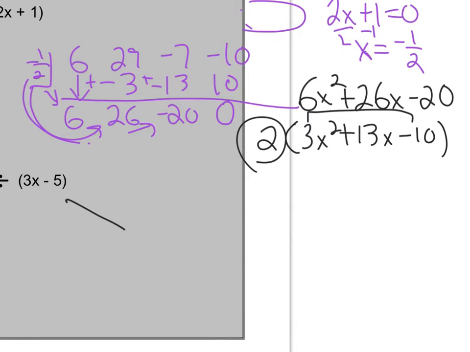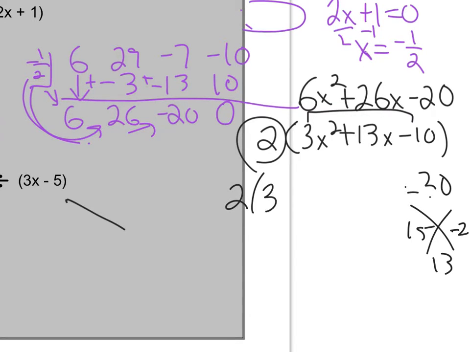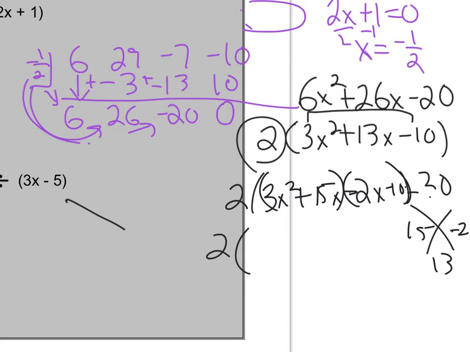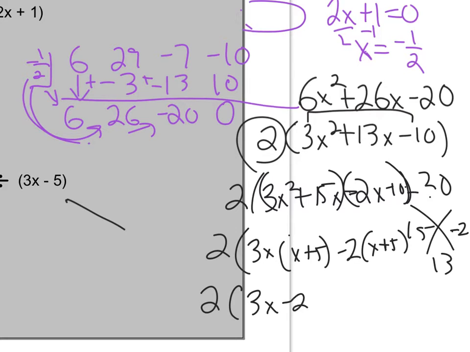So let's factor that. I want to figure out what multiplies to negative 30 and adds up to 13. Well, I'm going to go 15 and negative 2. So I keep this 2. This becomes 3x squared plus 15x minus 2x minus 10. So parenthesis, parenthesis. 2, 3x, I'm left with x plus 5. Over here, pull out negative 2, you're left with x plus 5. So my full answer here, factored: 2, 3x minus 2, x plus 5.